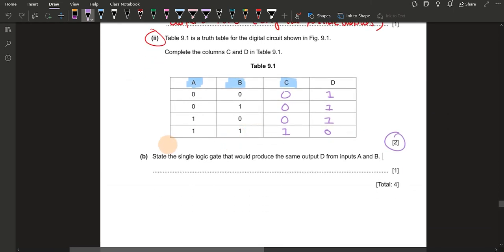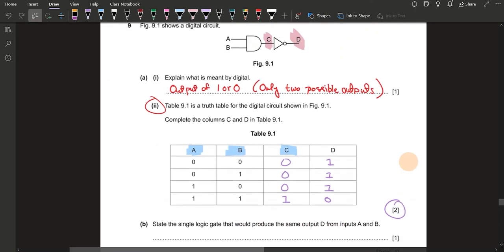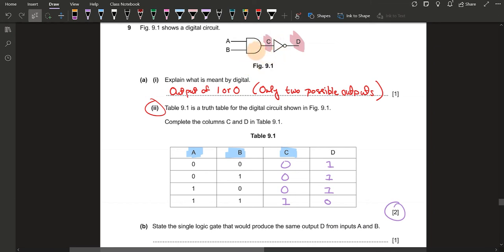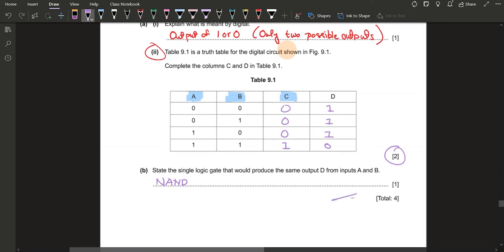Part B says, state the single logic gate that would produce the same output D from the inputs A and B. So as you can see here, there's an AND gate and a NOT gate. So it's going to be a NAND gate, N-A-N-D, which is NOT AND. And we are done with question number 9.